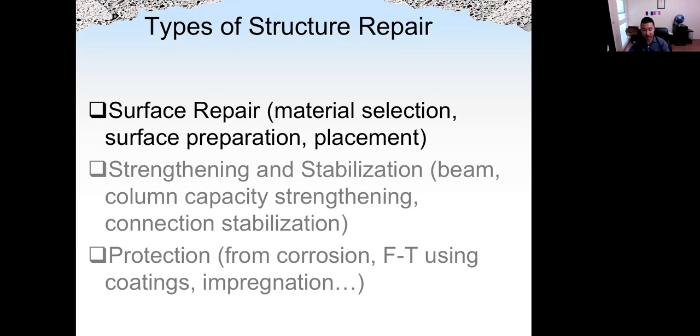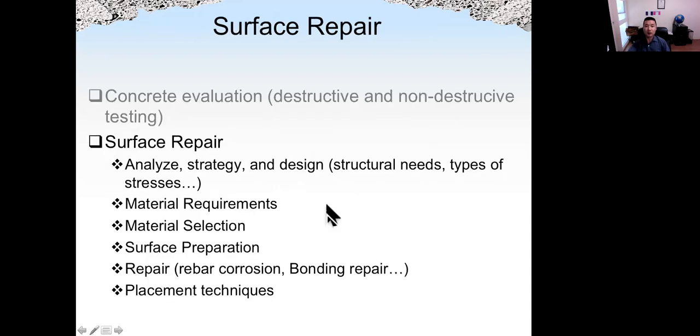The third one is how to protect members from corrosion, freeze-thaw damage using different types of coating, polymer impregnation. We will touch this part a little bit. It's not a focus, but we'll talk a little bit about this. So we will focus on surface repair.